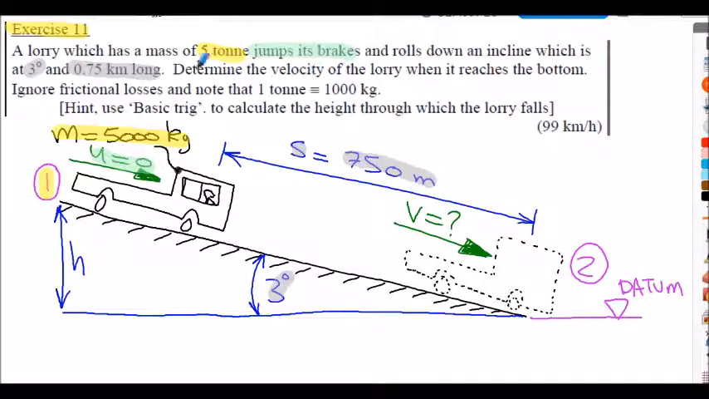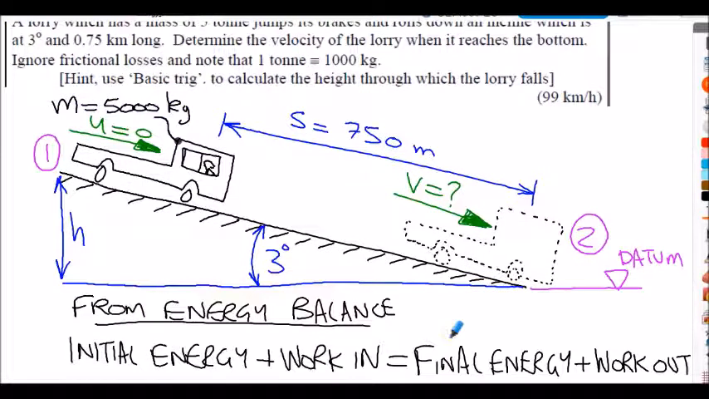We've got to determine the velocity of the lorry when it reaches the bottom of the incline. So what's the V in this case when the lorry is at position 2? As the question hints, we will need to calculate the height h shown here for the fall of the lorry as it moves from position 1 to position 2 on our incline. So again, as in the previous exercise, I'm going to commence by stating an energy balance.